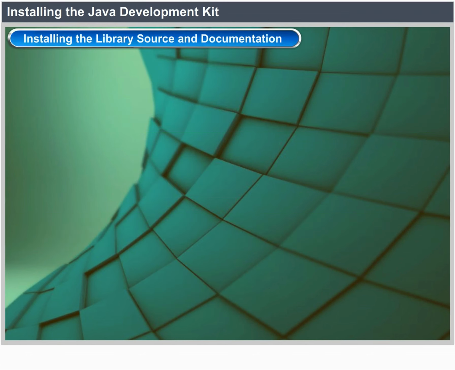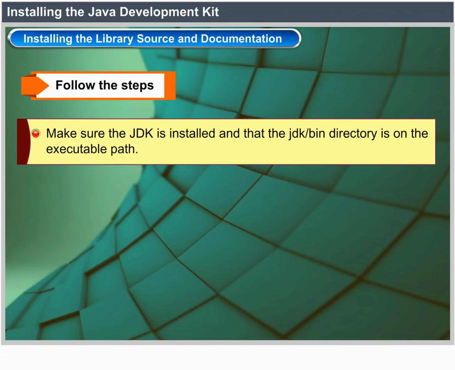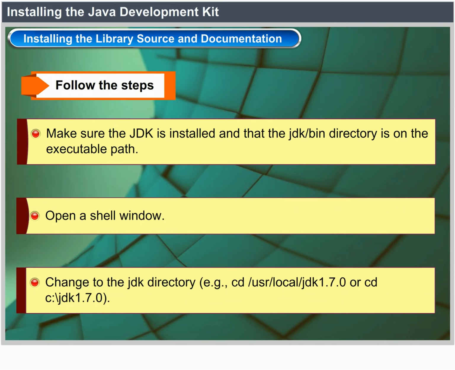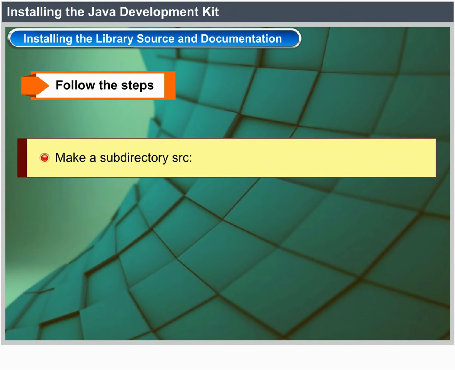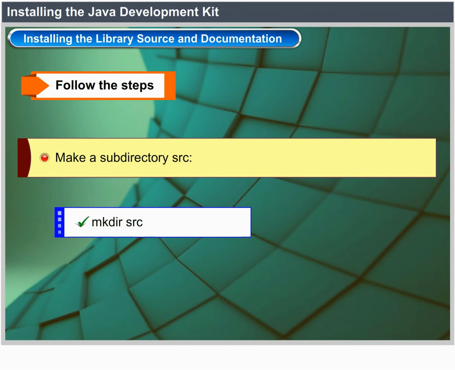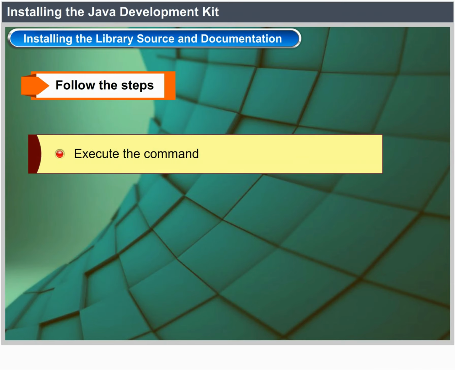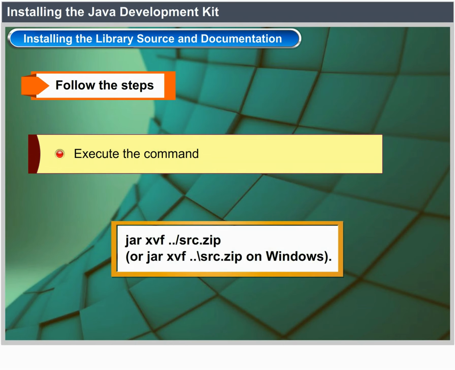1.7.0_02. Installing the library source and the documentation. Follow the steps. Make sure the JDK is installed and that the JDK/bin directory is on the executable path. Open a shell window. Change to the JDK directory. Make a subdirectory src: mkdir src, cd src. Execute the command jar xvf src.zip.